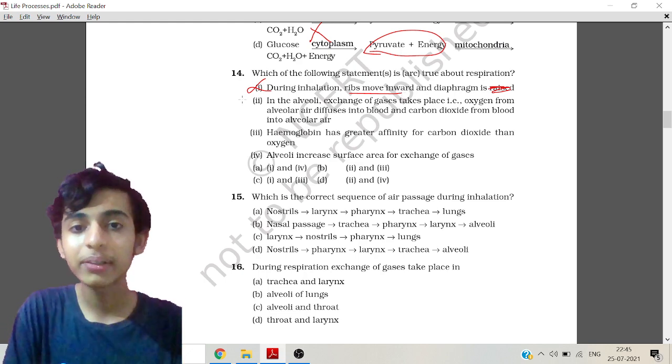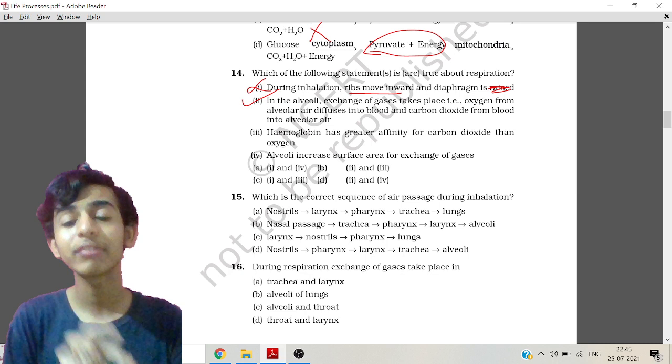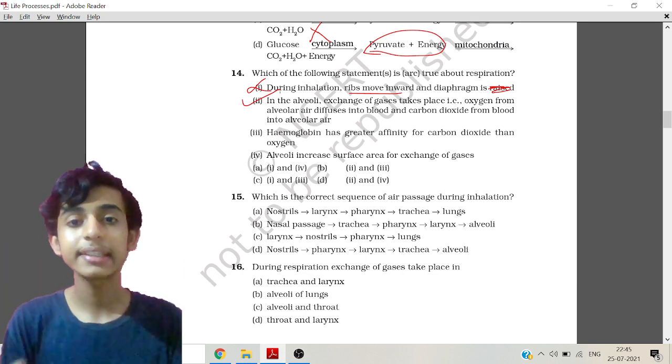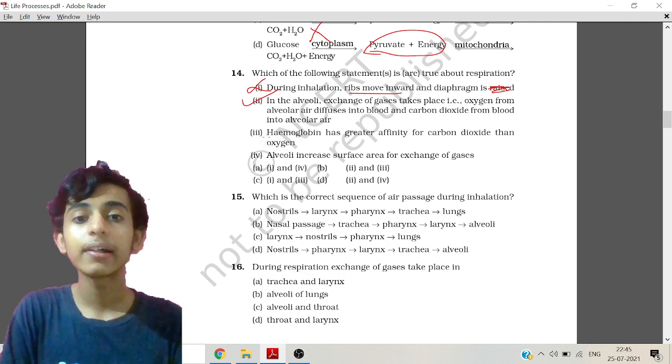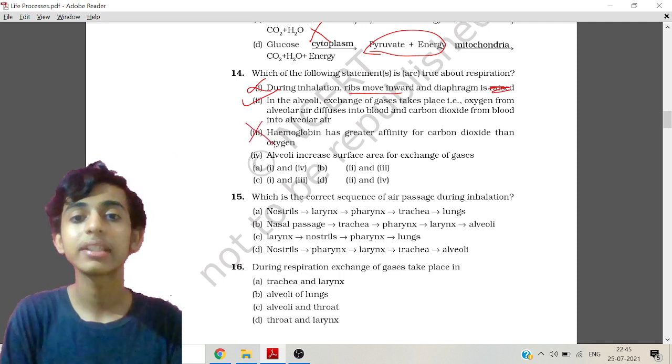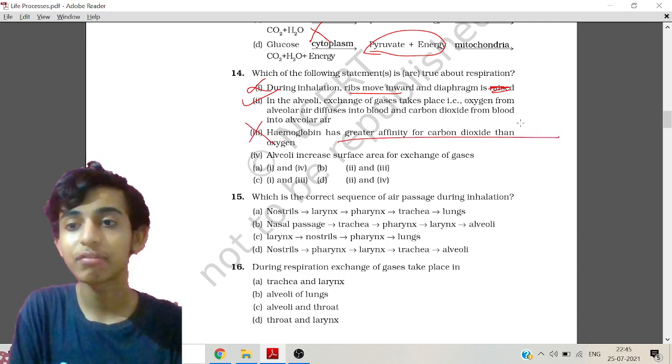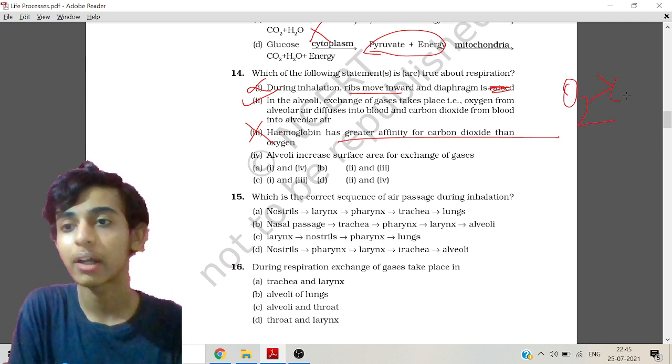Second is absolutely correct, because the alveoli only is the site in the lungs where the exchange of gases takes place. Third statement is wrong, because hemoglobin has greater affinity for oxygen than carbon dioxide.